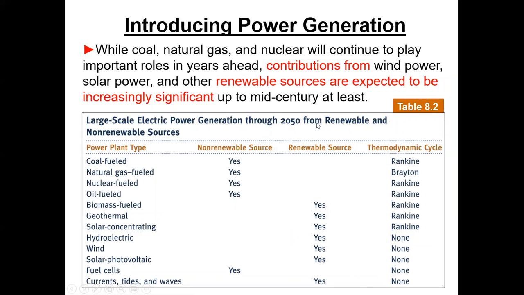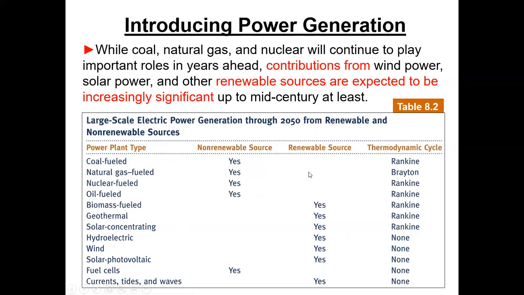Okay. Introducing power generation: coal, natural gas, and nuclear will continue to play important roles. Contributions from wind, solar, and other renewables are increasing. So what this table, and this is out of your textbook, shows is it looks at the power plant type, coal, fuel, natural gas, nuclear, oil, etc. And it notes whether it's renewable or non-renewable. And then it names the cycle, if there's one, that the plant operates on.